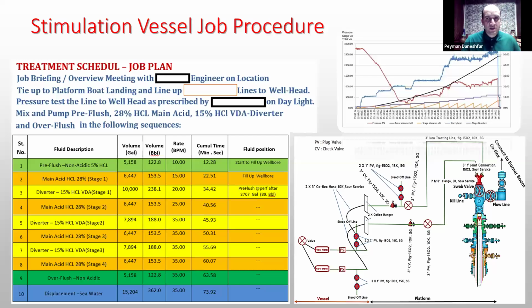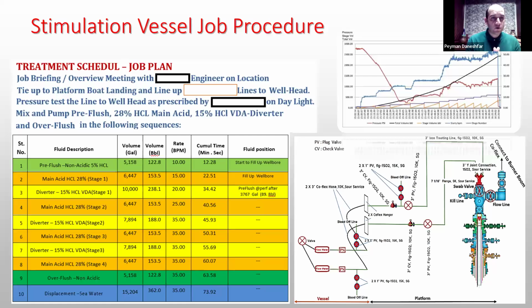You can see a normal rig up to a wellhead from the vessel. You can find the 2 flow meters, 2 pressure sensors, and also the hose with the coflexip. We rig up with a 3-inch or 4-inch line, but here we rig up with the 3-inch line. And this is our treatment schedule.